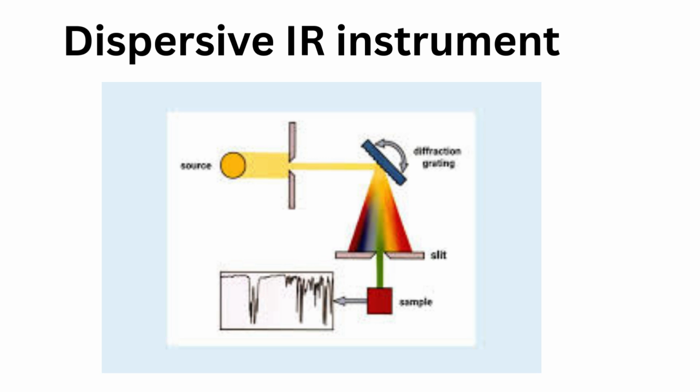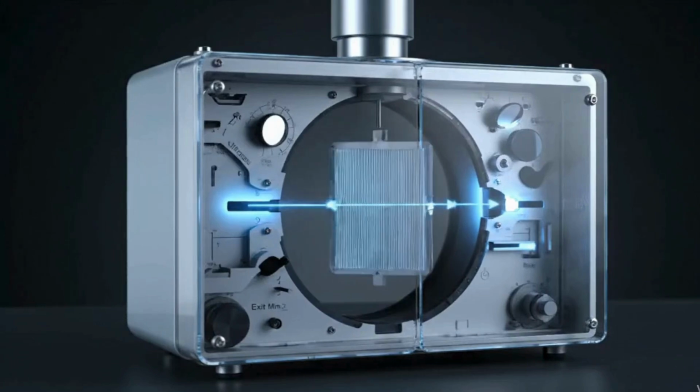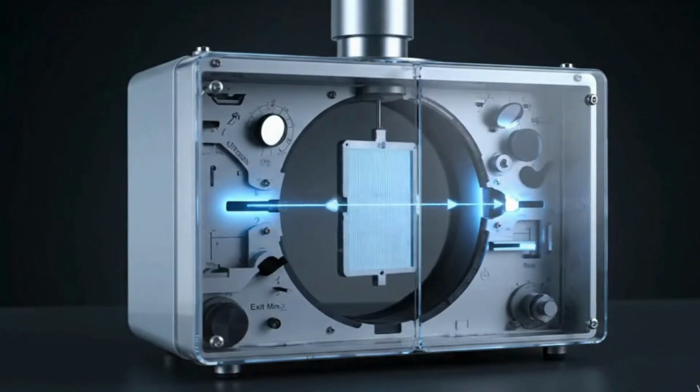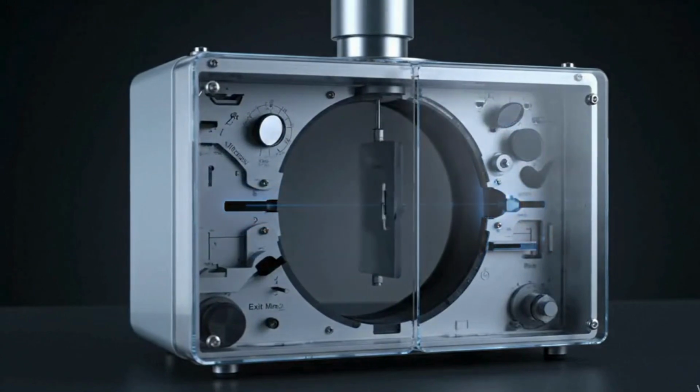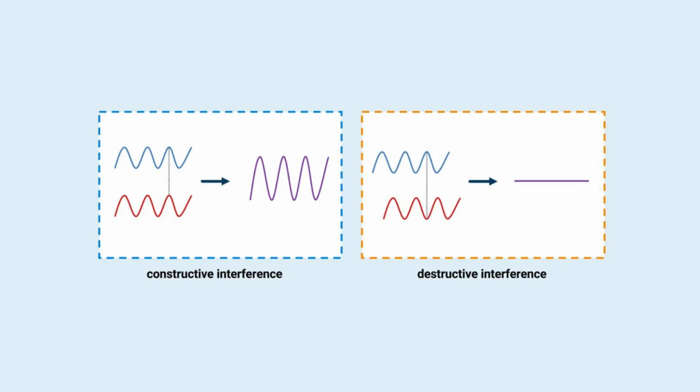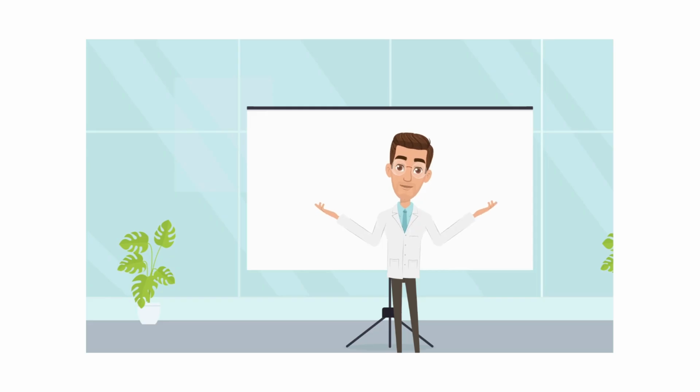It's built with a monochromator that uses prisms or gratings to separate the infrared light into a single wavelength. This beam is then passed through the sample. The issue? You have to move the grating or prism to measure each individual frequency, one by one. This leads to a few key problems.